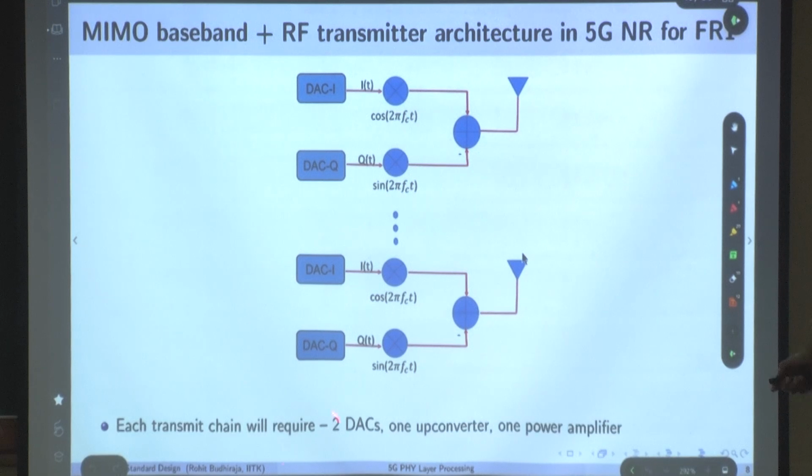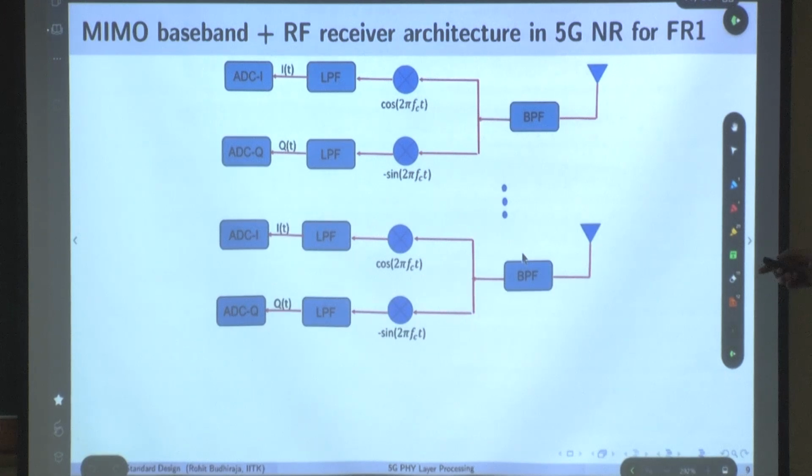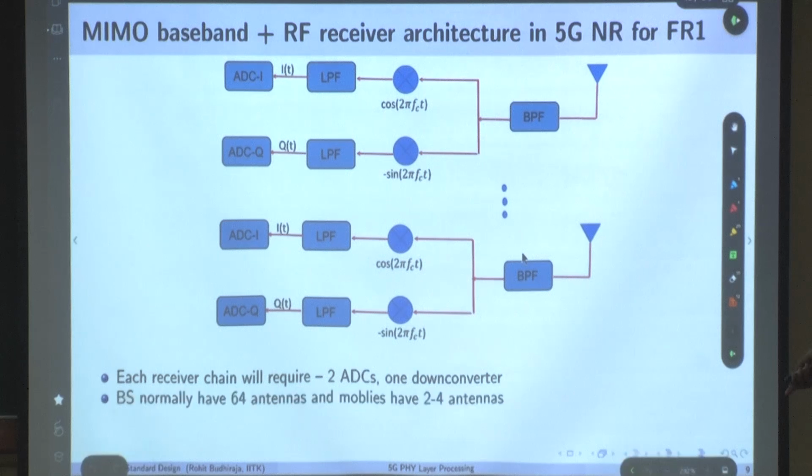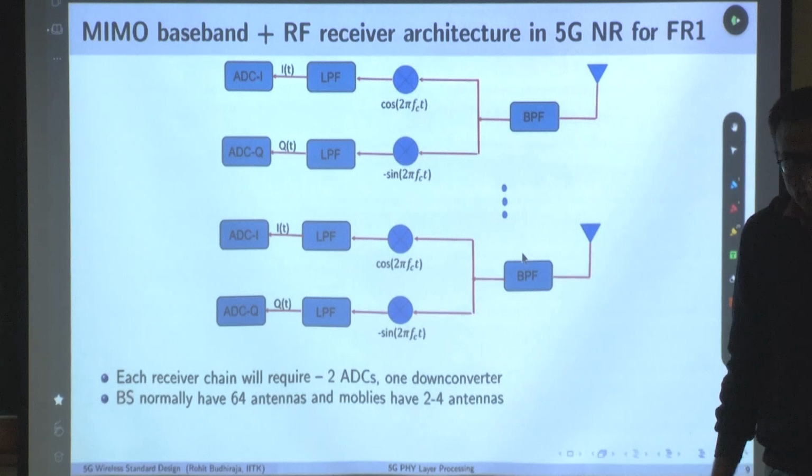Each transmit chain will require 2 DACs, 1 up converter, 1 power amplifier. So how many such DACs at the transmitter? 128 DACs if it is 64 chains, 64 up converters, 64 power amplifiers. And at the receiver, what happens? If the receiver has, let's say, 4 receive chains, each receiver chain will require 2 ADCs and 1 down converter. The base station normally has 64 antennas and mobiles have 2 to 4 receive antennas.